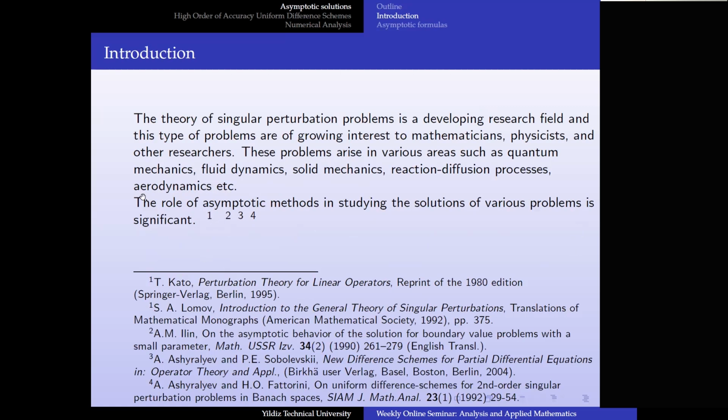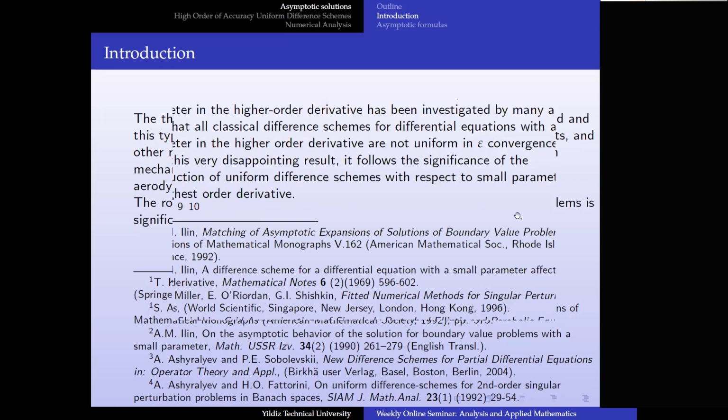For the asymptotic problems, I refer to Kato, and then Lomonov and Ilin, and Ashraliev, Sobolevsky, and Ashraliev, Batorini, and some more references.